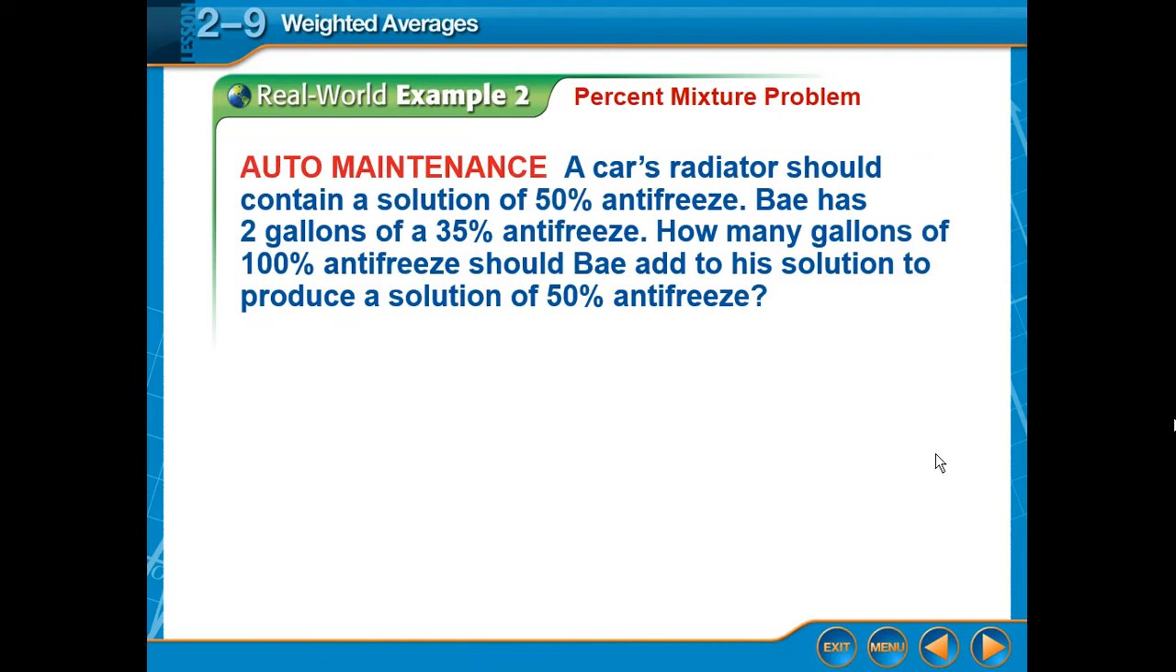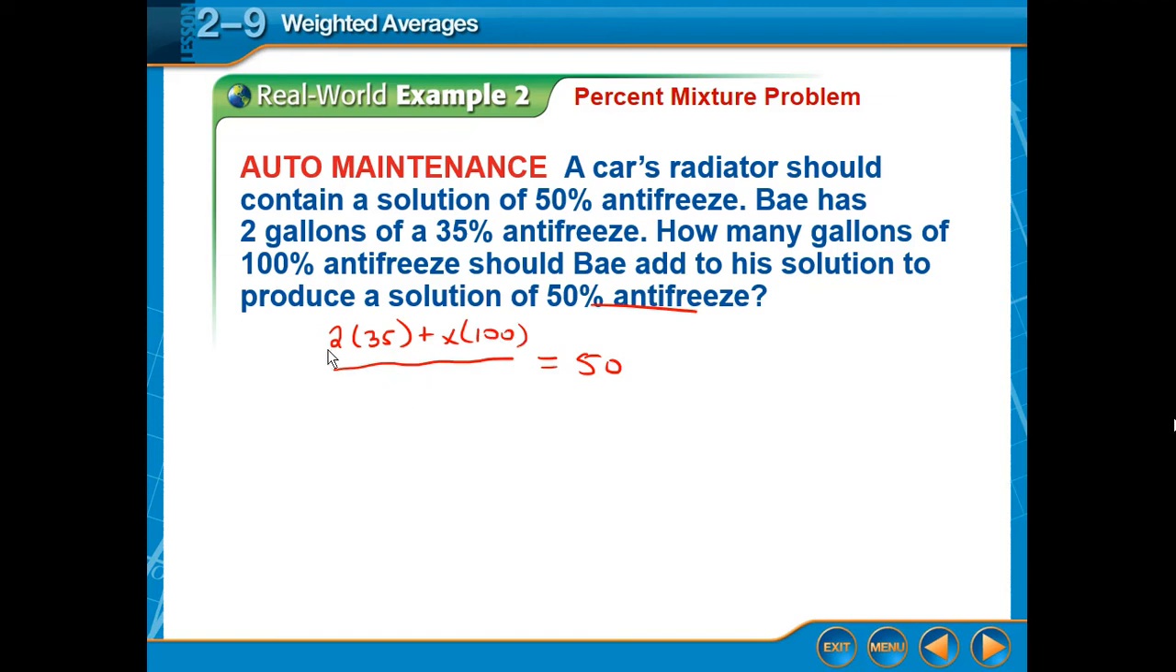So a car's radiator should contain a solution of 50% antifreeze. Bay has 2 gallons of 35% antifreeze. How many gallons of 100% antifreeze should Bay add to his solution to produce a solution of 50%? Okay, so we want the average to be 50. So using our average idea, we want it to come out to be 50. And we know that he has 2 gallons of the 35%, and we don't know how much of the 100% he's going to use.